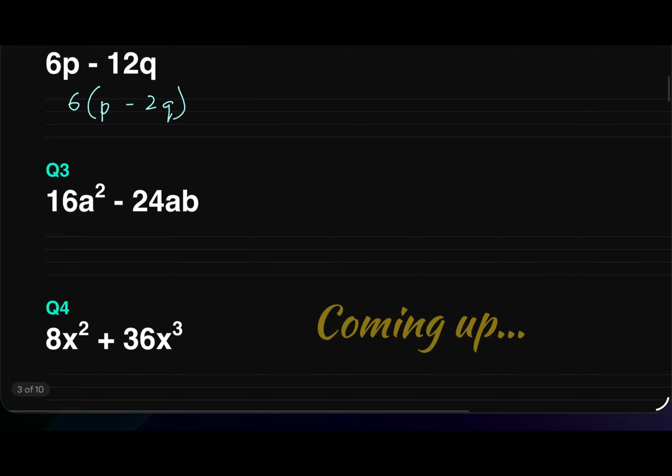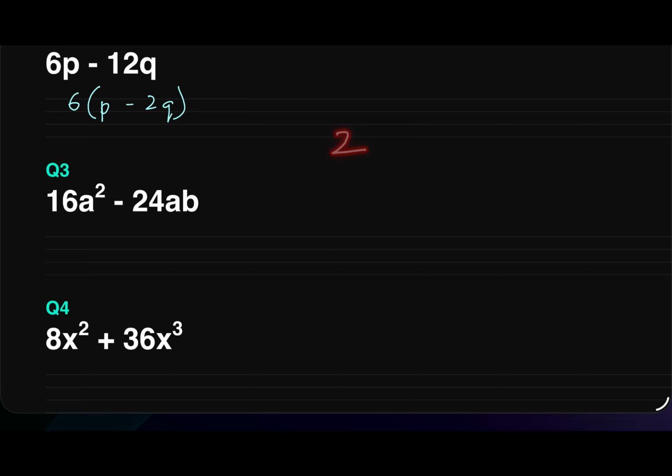Question number 3 now. In 16 and 24, what is the highest common factor of 16 and 24? Now, if you think that the common factor is also 2, can I just take 2 outside? No, you cannot take 2 outside, because we need not the common factor but the highest common factor. So in 16 and 24, the highest common factor is 8, because 8 2s are 16 and 8 3s are 24.